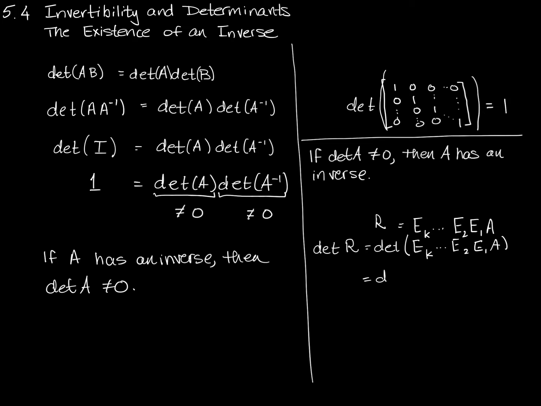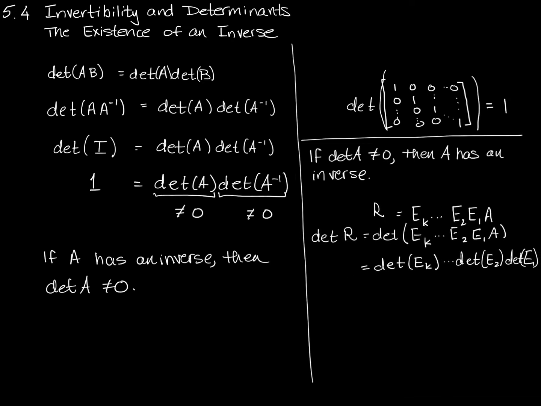And we now know something about the products of matrices, right? The determinant of a product is the product of the determinants. So I can take the determinant of E sub k, multiply it by the determinant of E sub k minus 1, and so on, down to the determinant of E sub 1. Move this over a little bit. And that's times the determinant of A. All I've done here is break this determinant of a product up into the product of determinants. I've taken the determinant of the left-hand side, the matrix R, and the determinant of the matrix on the right-hand side, and split that up into the product of determinants. So this determinant of R is equal to this determinant, which in turn is equal to this product of determinants.